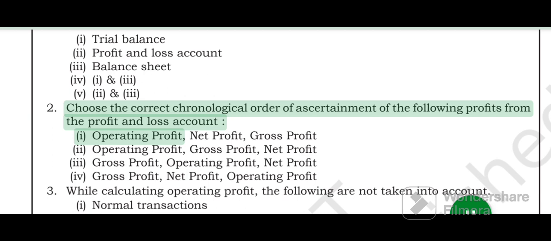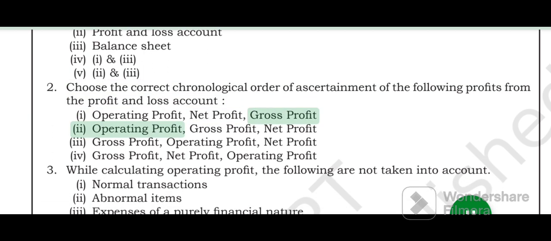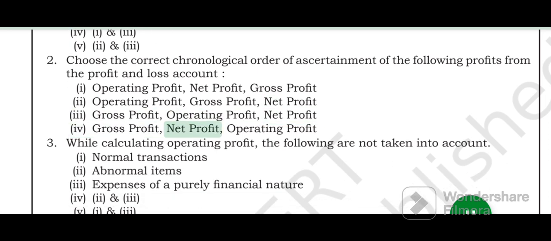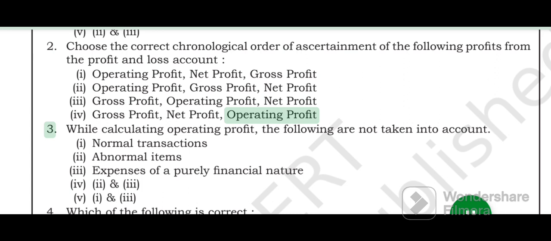2. Choose the correct chronological order of ascertainment of the following profits from the profit and loss account. I. Operating profit, net profit, gross profit. II. Operating profit, gross profit, net profit. III. Gross profit, operating profit, net profit. IV. Gross profit, net profit, operating profit.